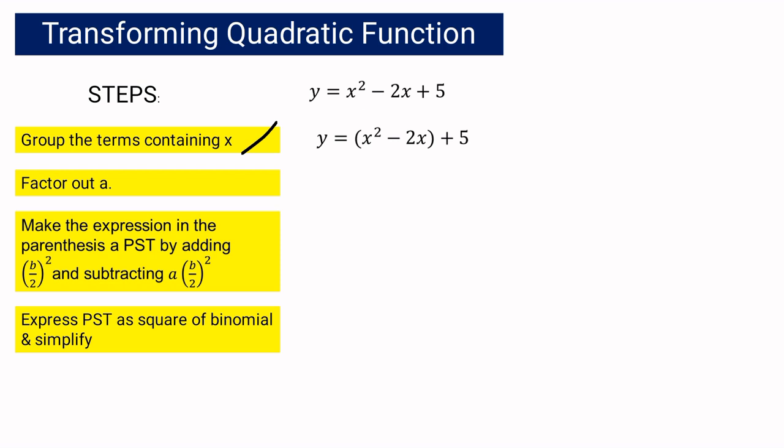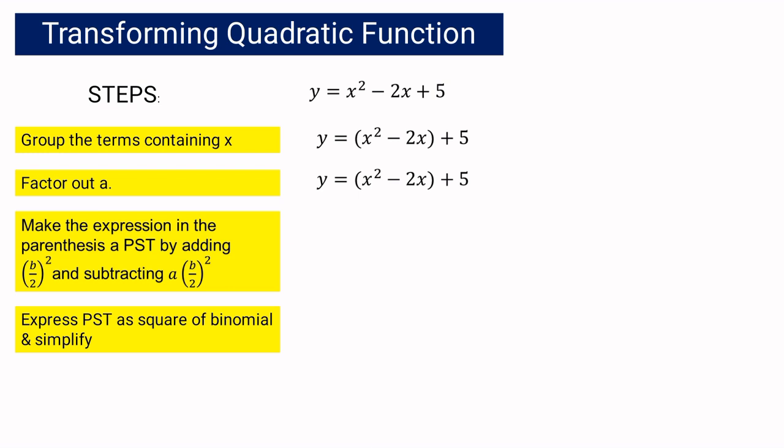For step number 2, you need to factor out a. In this expression, the value of a is equal to 1, obviously. That's why we will be having this same equation, because it is unnecessary for us to write the coefficient 1. So we will be having the same equation.